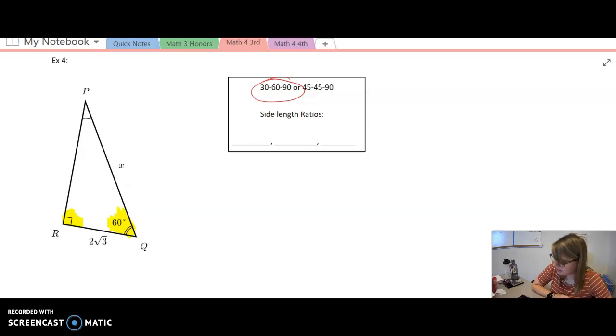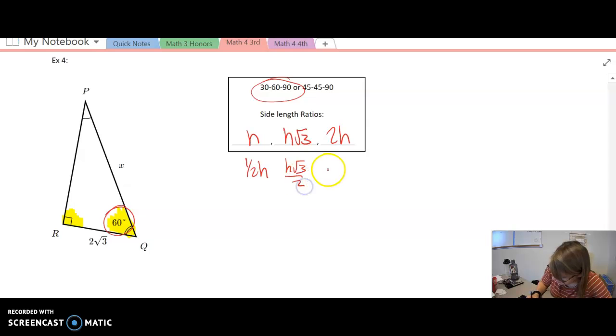Alright, so you should have figured out that it is a 30, 60, 90 triangle because this angle right here is 60 degrees. So we have a 30, 60, 90 triangle. So let's write out our side lengths, and I'm going to write the easier way because it's a lot easier. So h, h square root of 3, and 2h. Okay? And then the way in the beginning is this, if you like that more. I particularly like the other way more.